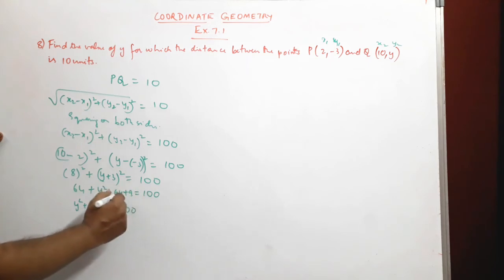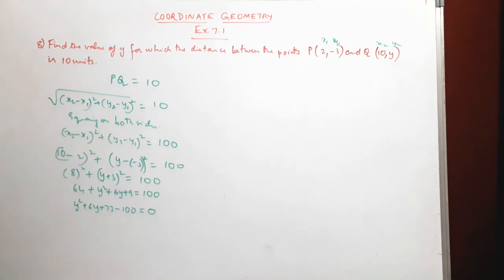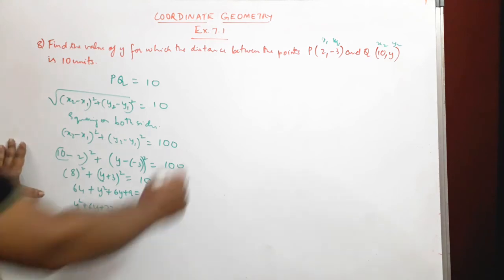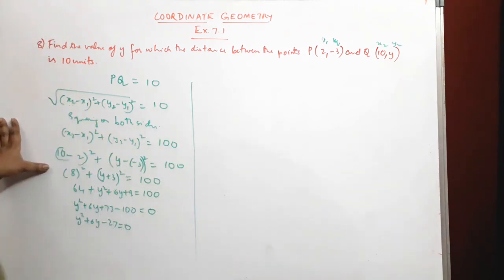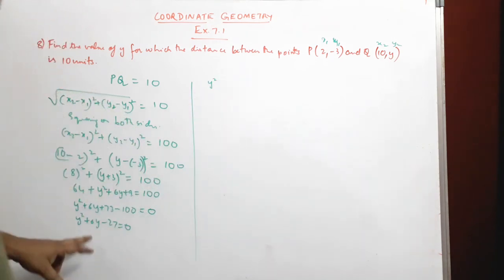So 100, when it moves on the other side of the equal to sign, becomes negative. Now that leaves us with 73 minus 100 gives us minus 27. So y square plus 6y minus 27 equal to 0. Now we need to find the roots of this. We do that by splitting the middle term. So y square plus 6y minus 27.